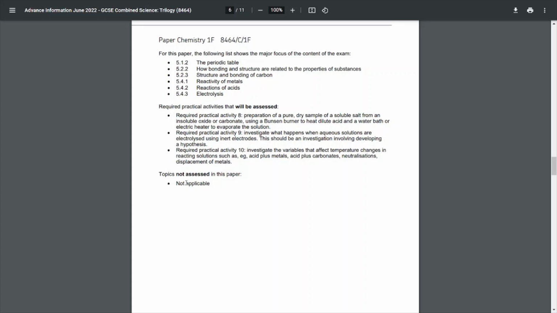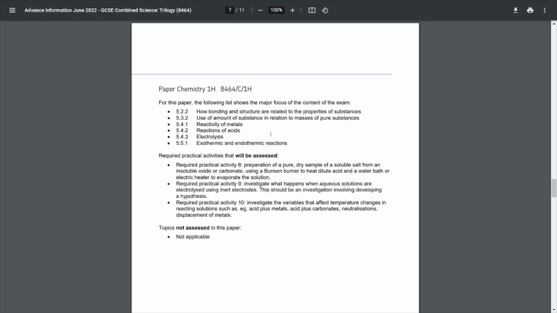So if you don't do that stuff, just do the stuff that's for everyone, including the required practical on how temperature changes, because that's going to be in your exam. Even if the actual theory isn't a major focus, you will get the required practical, so you do need to know about these reactions. So for Combined Science Higher, exo and endothermic reactions are going to be your major focus, and once again we see the required practical. That's going to be in everyone's exam.